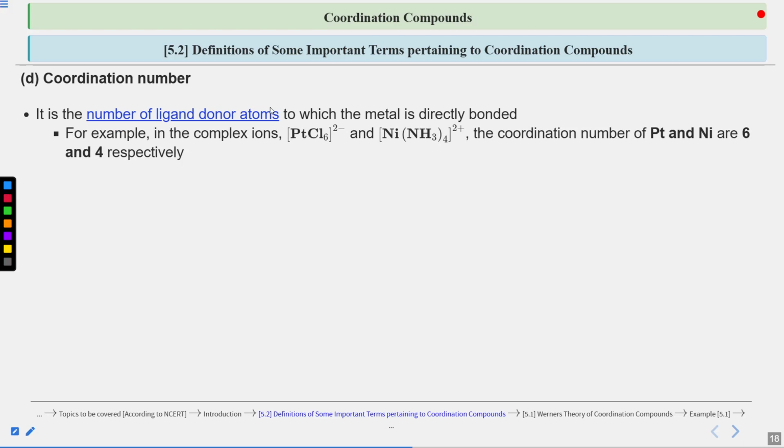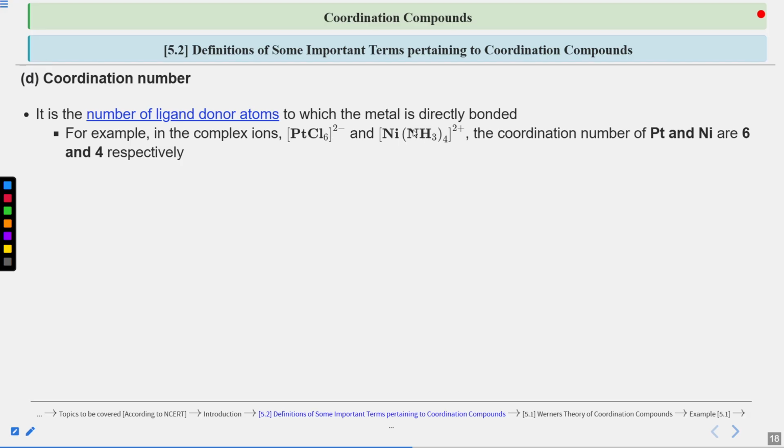For example, take the complex ions [PtCl6]2- and [Ni(NH3)4]2+. The coordination numbers of the central atoms, platinum and nickel, in these two complexes are 6 and 4 respectively. Why? Because in the first complex, platinum is surrounded by 6 chlorine atoms. So the number of ligand donor atoms present in this complex is 6, and its coordination number will be 6.